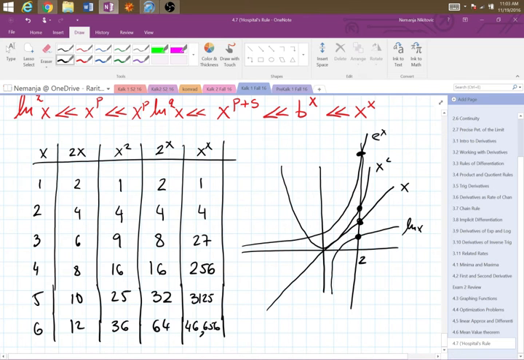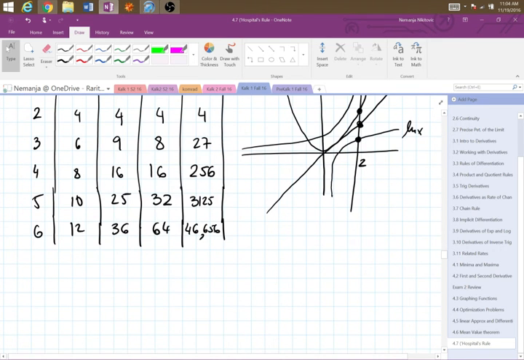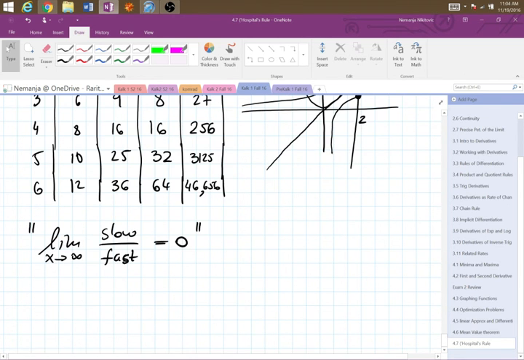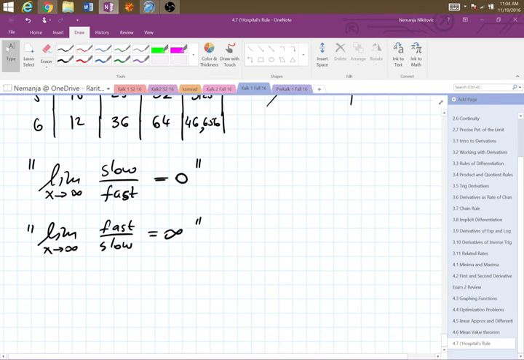So now, what good is this? First of all, what I'm going to write here is not mathematical notation. It is our way of thinking to say that the limit as x goes to infinity of slow over fast is going to be 0. I have to put this in quotation marks because this is not mathematical notation at all. This is just the way we quickly think about things. As x goes to infinity, fast over slow is infinity.